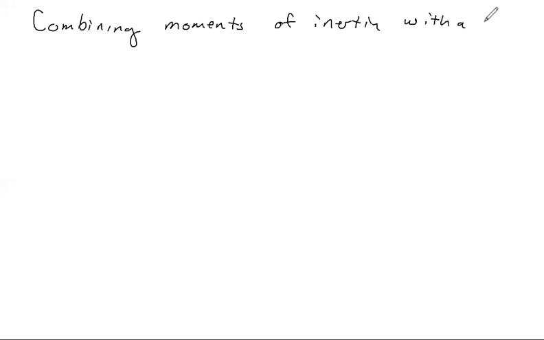So what I'm imagining is, let's say we have an axis of rotation. Oh, let me put a title here. This is combining moments of inertia with a common axis. So that's important here. All right, so the picture I have in mind is that I have an axis of rotation here.